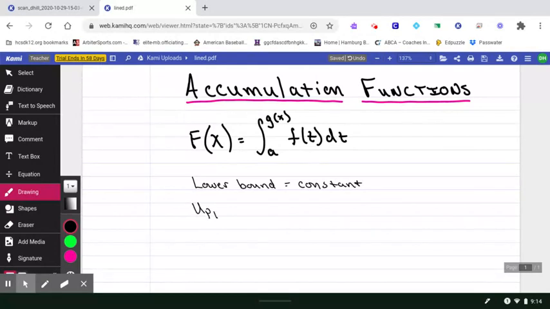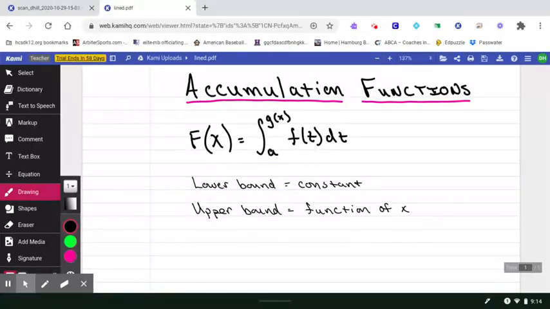Now your upper bound is going to be a function of x. Okay, and that's what really makes this an accumulation function. So now all of a sudden, instead of having a concrete constant as your upper bound, just like your lower bound, the upper bound is now a moving target. And that's the way I like to think of it. Your upper bound is a moving target. It's going to change on the fly. And a lot of times it's going to be as simple as just x itself, but it could be x squared. It could be anything that you could creatively think of in terms of x.